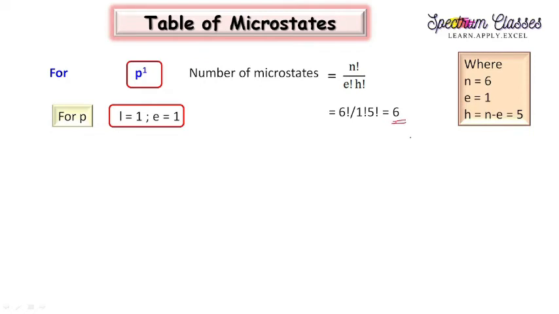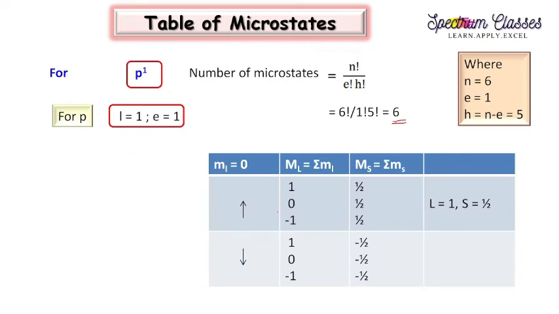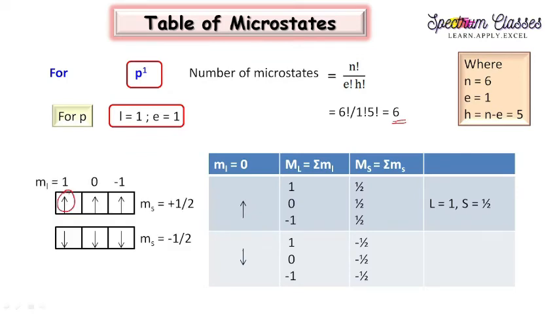So how do you understand this? For this, we can write the microstates in this manner. So for this, ML is 1. And for this ML, I have written this 1. Okay. And for this, what value will be the S? So it is plus half. If I consider the second, I'm just going to circle that.